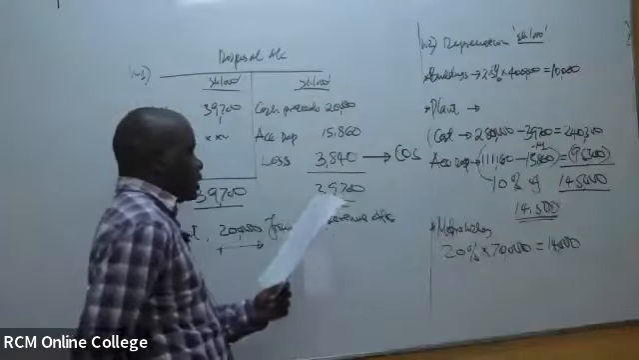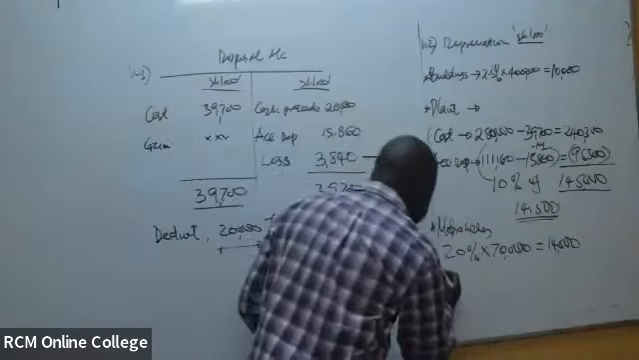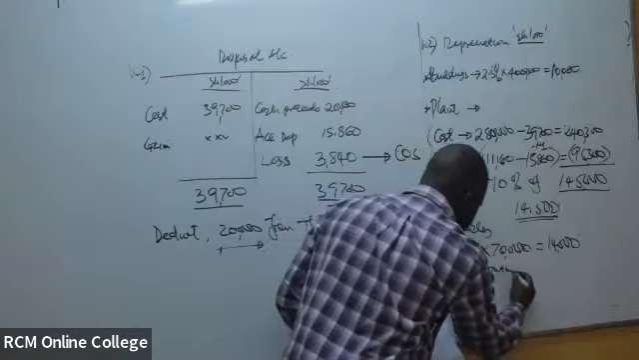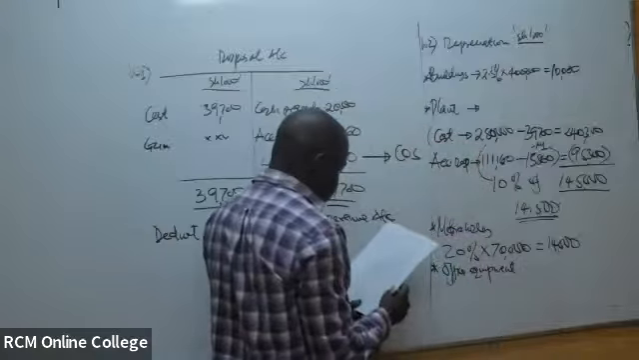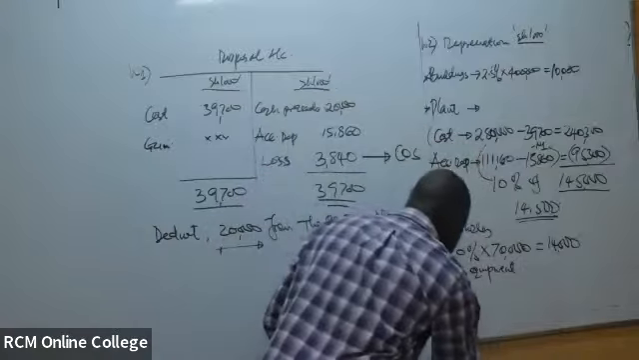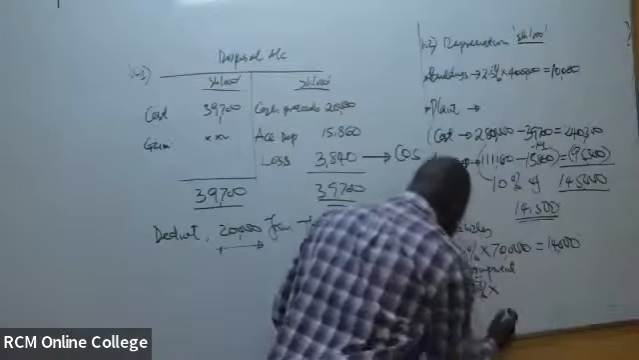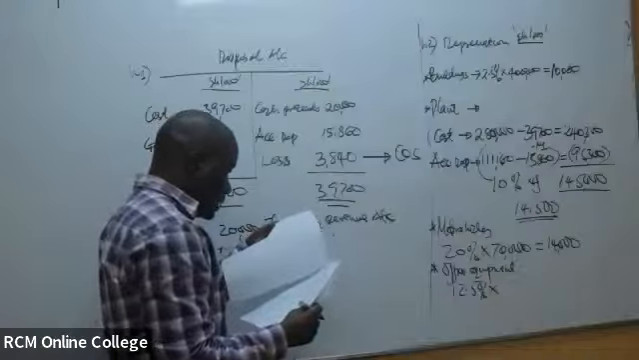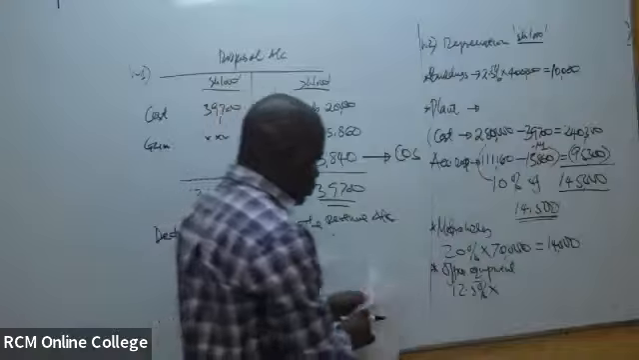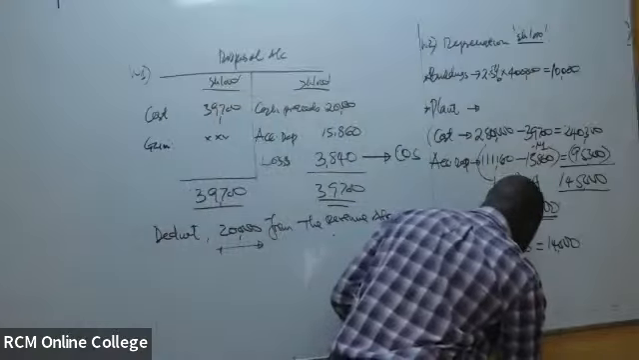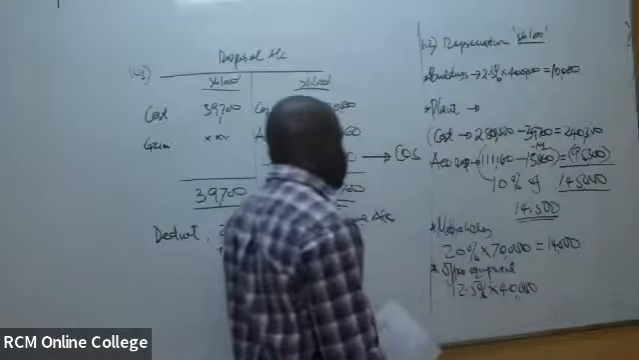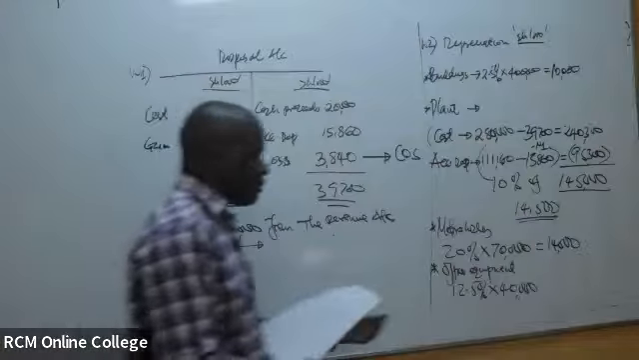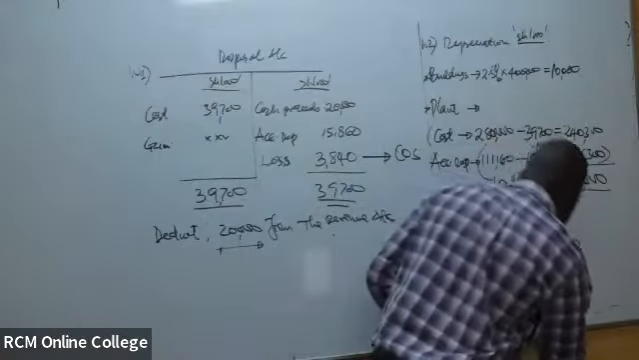Then you have office equipment. Office equipment is 12.5% on straight line still. We multiply by the cost. Straight line simply means you just apply it on the cost, which for office equipment is 40 million. So multiply by 40 million. What do you get when you multiply by 40 million? You get 5 million. So it is 5 million.